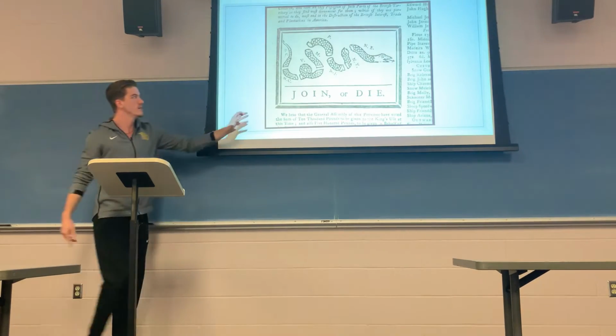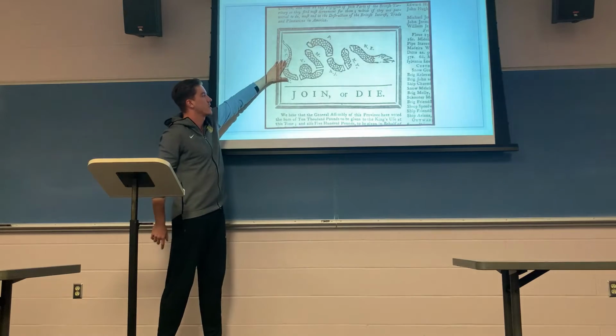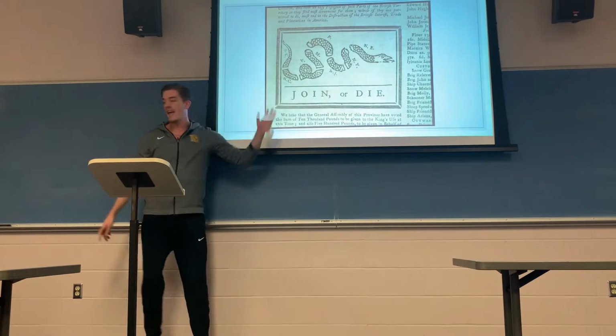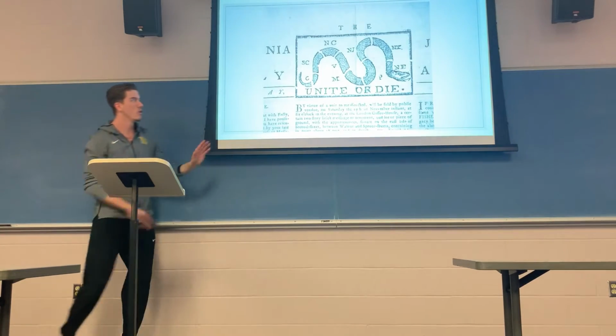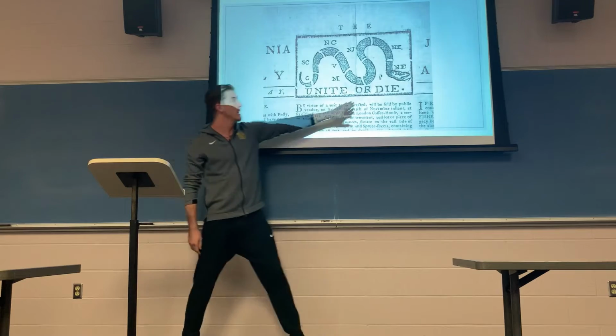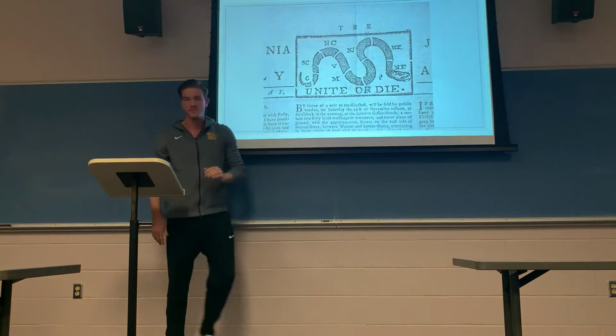So if we look at when this image was first produced, the tail is South Carolina. But as this picture evolved, John Holt added Georgia as the tail of the snake, and New England as the head of the snake.